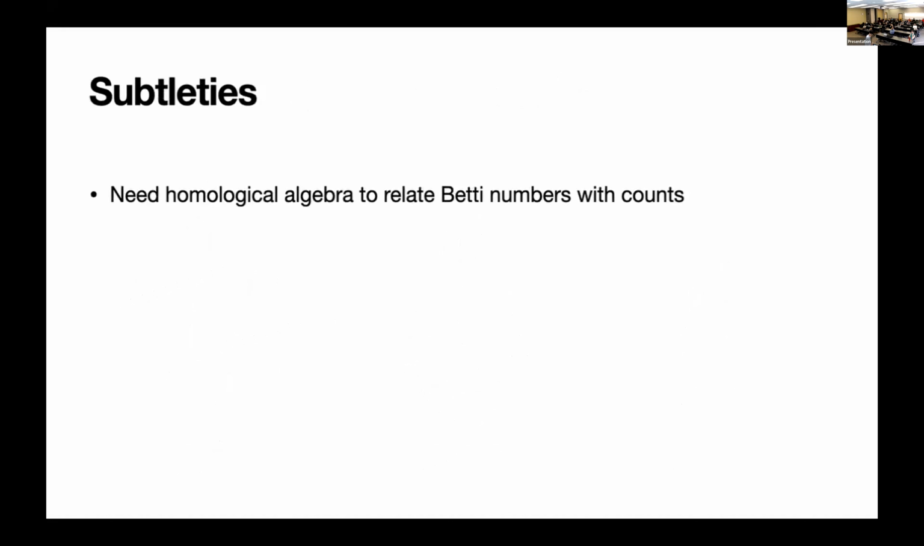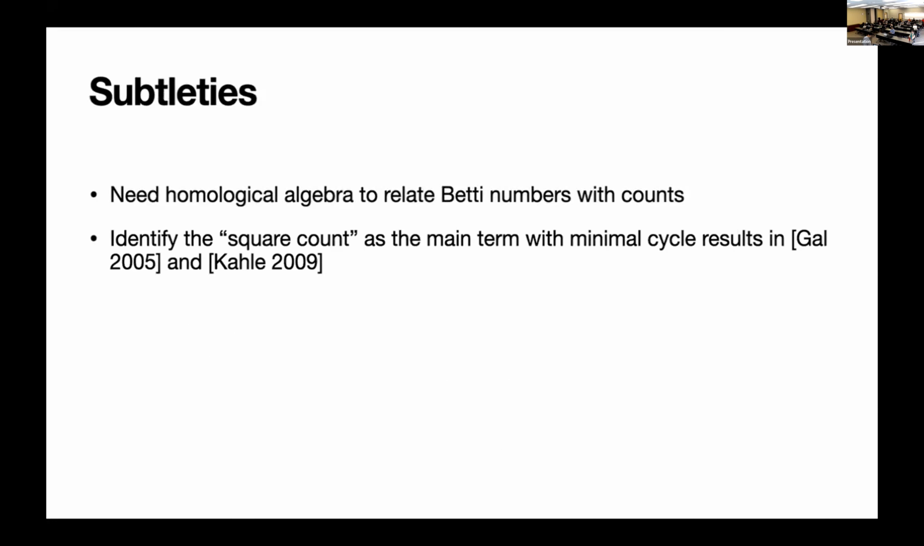There are a number of subtleties to make this argument precise. First of all, Betti number is not a count, so you need some homological argument to make that precise. The second issue is that you need to identify the square dome as the dominant driving force, as opposed to, say, a pentagon or hexagonal dome. But squares are important because a square is the smallest thing that can give you positive Betti number. And in many random simplicial complexes, the smaller things arise much more frequently than other objects, and hence they dominate the growth of Betti numbers.